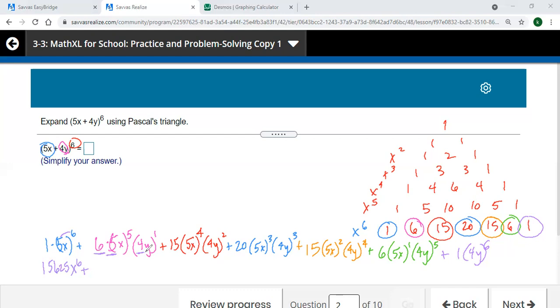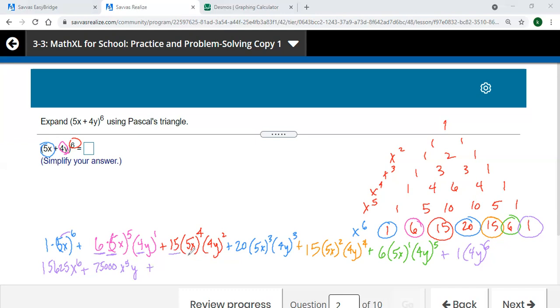6 times 5 to the fifth power times the 4. 75,000. This is ridiculous. And then we've got an x to the 5th and a y to the 1st. So I'll just not write it if there's a y to the 1st.